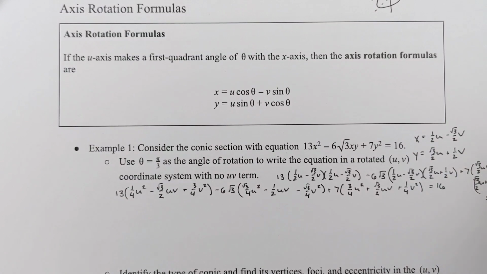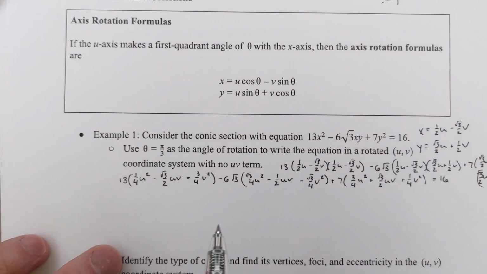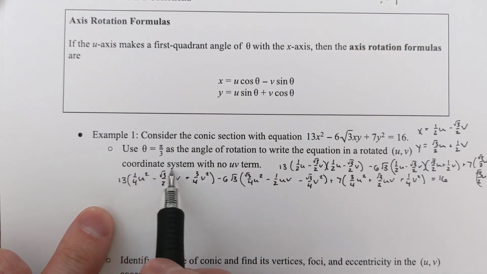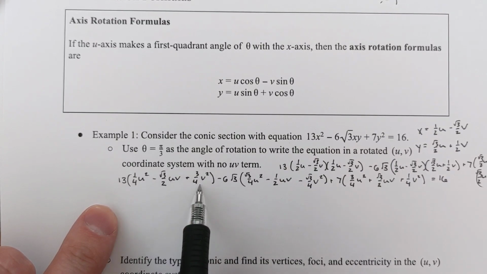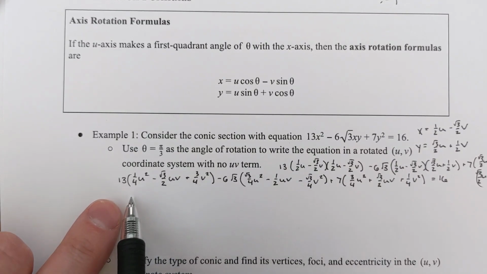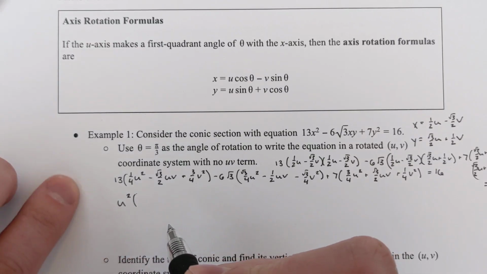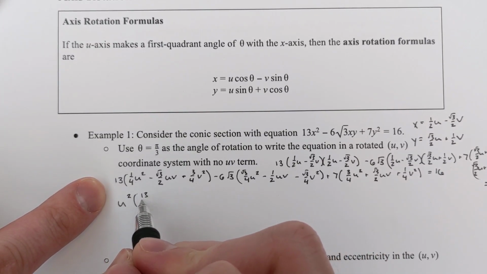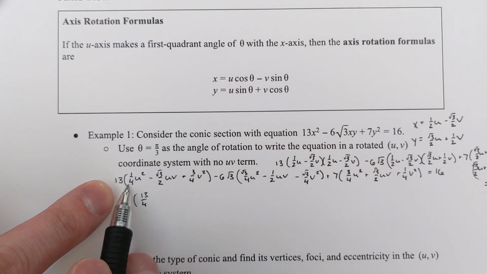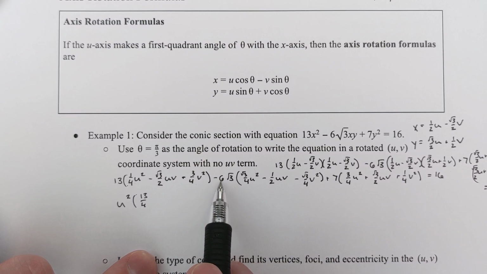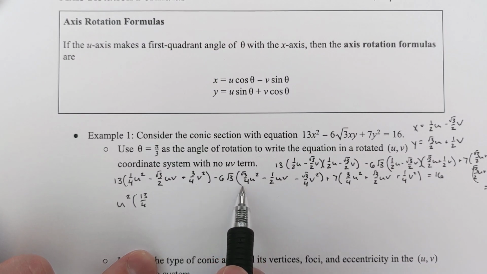So what I actually need to do, and I'm not going to show all the steps, is gather up all of my u squareds. I've got u squareds, I've got uv's, and I've got v squareds. So I need everything that's got a u squared. So what would happen is the u squareds, well, there's 13/4 for the u squareds. Over here, I've got negative 6 times 3, which is 18 over 4.